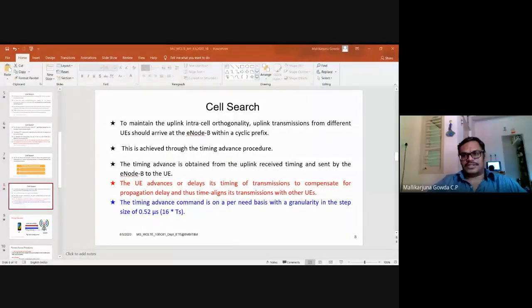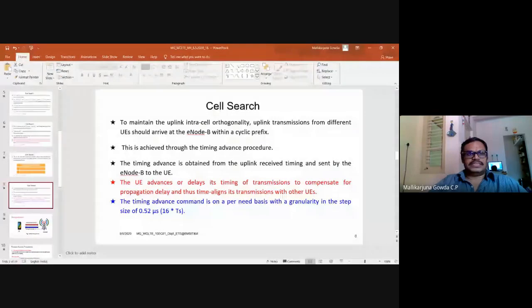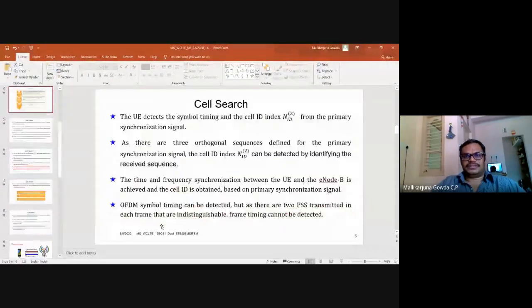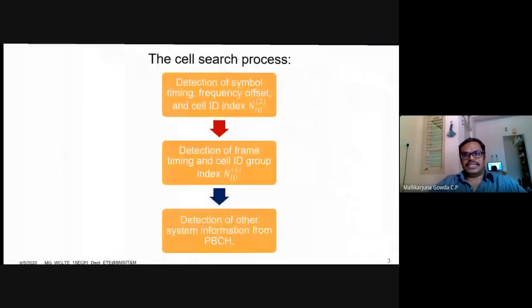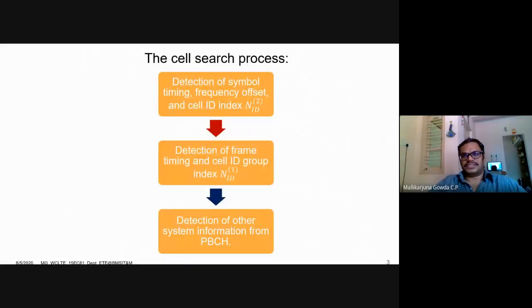To some extent, sir. If you have some knowledge about the primary synchronization signal and the secondary synchronization signal, as I said, it has three steps. The first step is to detect the symbol timing as well as the cell ID group index, which is done using the primary synchronization signal. The second step is identification of the frame timing as well as another cell ID group index, done using the secondary synchronization signal. The third step is the detection of other system information from the physical broadcast channel, PBCH.